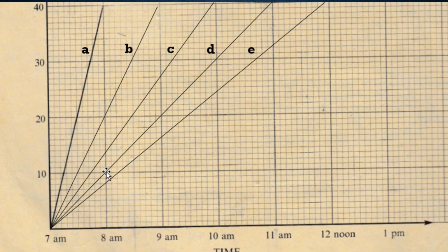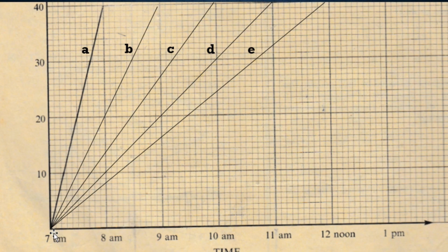When we move to D, the distance is 40 also. He covered a distance of 40 and the time is up to 11. So how much time is this? 7 to 8, 8 to 9, 9 to 10, 10 to 11. Those are 4 hours. So 40, which is the distance, divided by 4 hours, that is 10 kilometers per hour. That's a slower speed also.